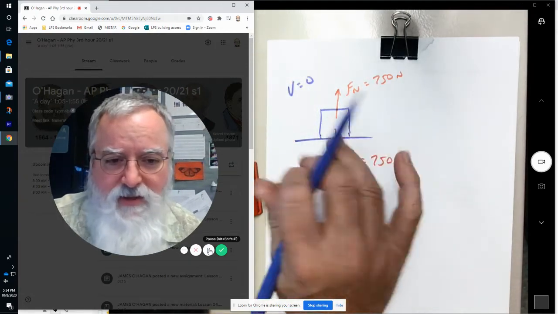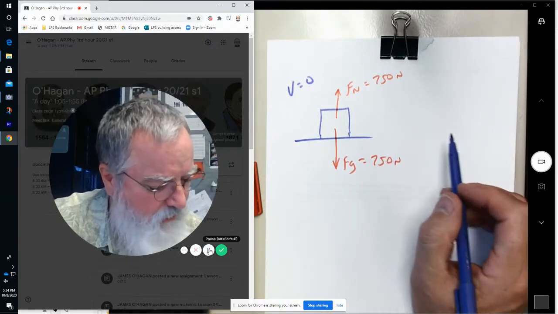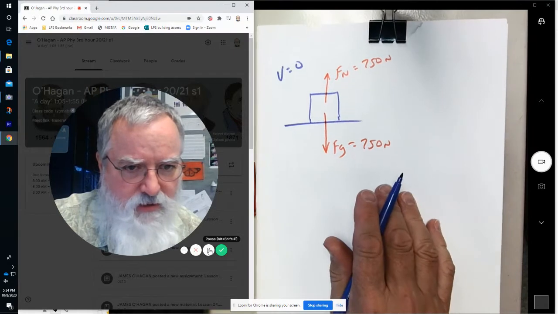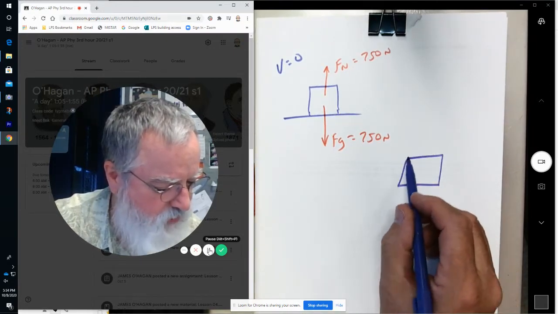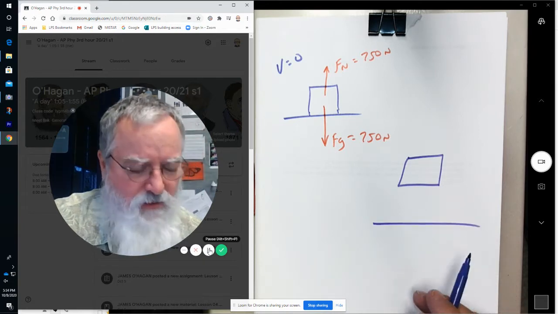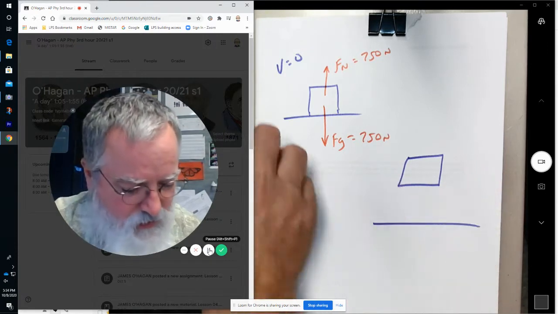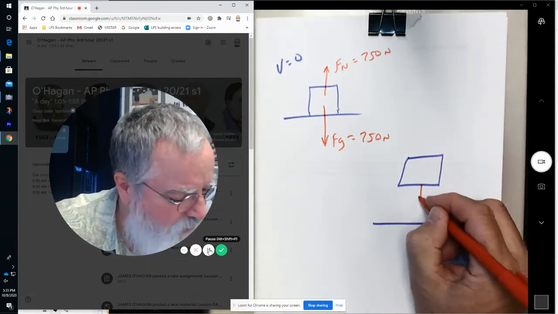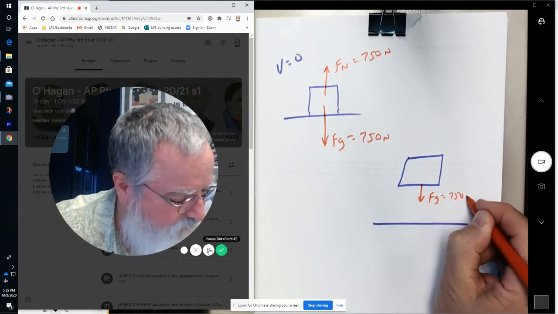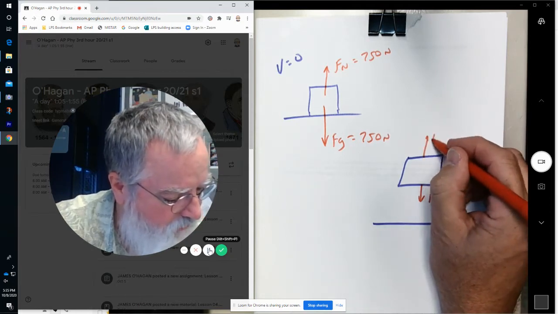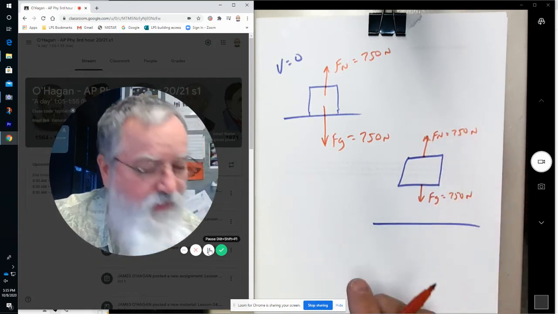If I want to expand this to Newton's third law, here's what we have to do. We have to break apart the objects, separate them, so I can see what's happening between them. So here's the person, here's the ground. Now the person's still on the ground. I just have to draw them separately so I can see what's going on. We know the force on the person, force gravity, is 750 newtons, and our force up, force normal, is 750 newtons.